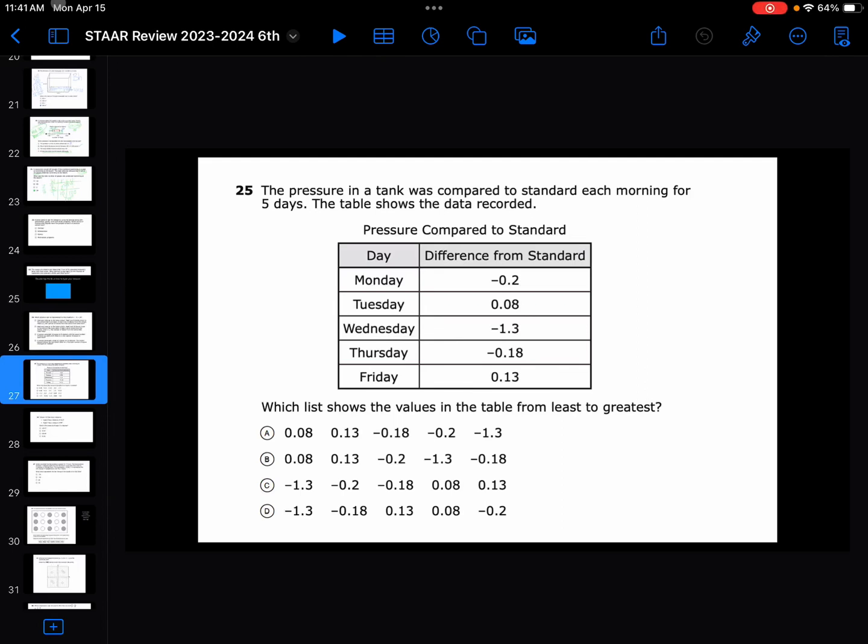Okay, for your story review questions today, you should have done 25, 26, and 27. So we're going to start with number 25, and it says, the pressure in a tank was compared to standard each morning for 5 days. The table shows the data recorded. Which list shows the value in the table from least to greatest?